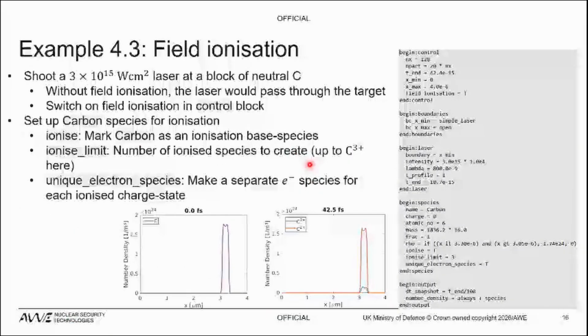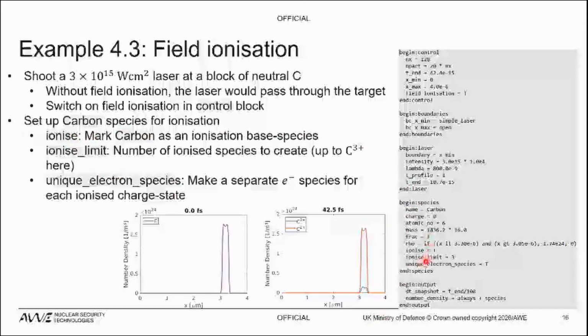And, I guess I put all the examples at the end. So for that last bit, if you're interested in modelling field ionization, there's a good little test in example 3.4, where we shoot a 3 times 10 to the 15 watt per square centimetre laser at a block of neutral carbon. And we can look at how the number density of the carbon species changes over time. Starts off completely neutral, then we have carbon 2 and carbon 3 by 42 femtoseconds.